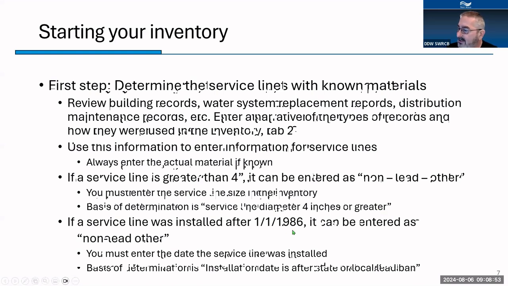If a service line was installed after January 1st of 1986, it can be entered as non-lead other as well, because that was after the California lead ban. So you need to give us the year that the home was built, the building was built, or the service line was installed, whatever. And the basis for determination of that is going to be that the installation date is after the state or local lead ban.